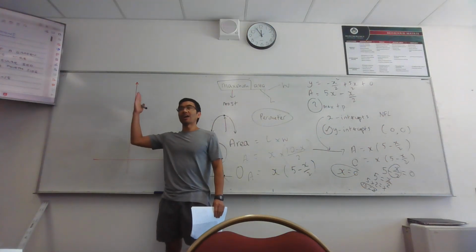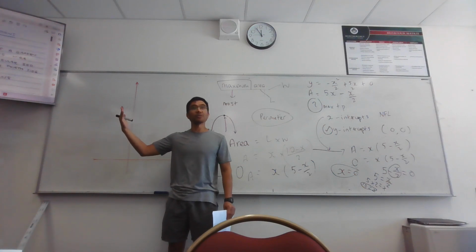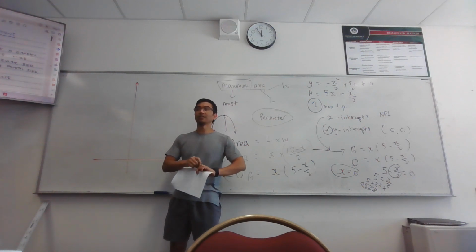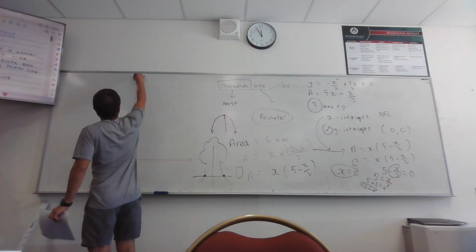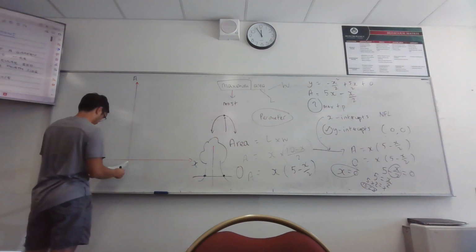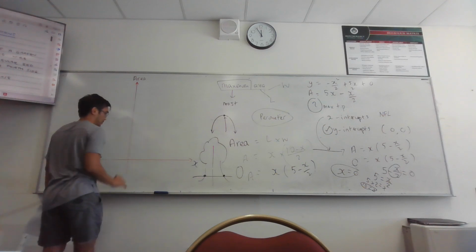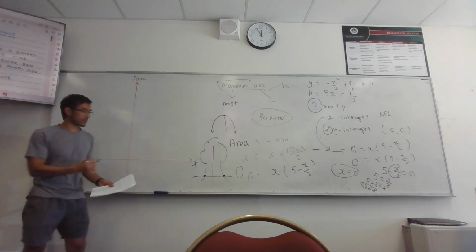Okay, I have a y and an x, but it's not y's or x's. What's the letters that we're working with? L and W. One of them is an x. No, it's not W. It's not L. It's area. Okay, what are my roots again? 0 and 10.